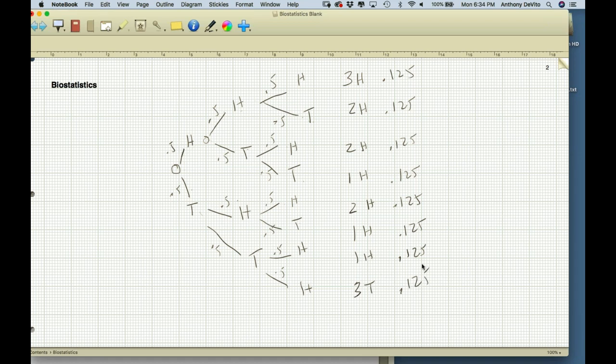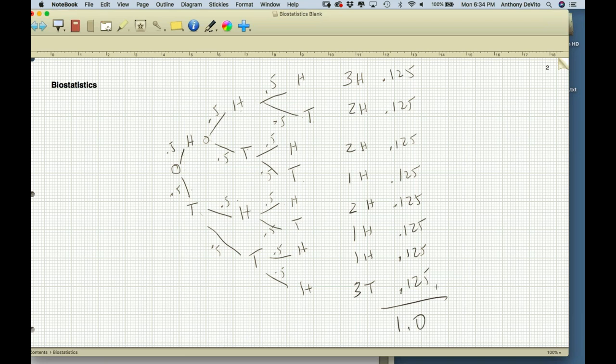Okay, so let's take a look at this. This represents all the possible outcomes. They all have an equal likelihood, right? So I have 1, 2, 3, 4, 5, 8 of them. Not surprisingly, what do they add up to? 1. So we have all the possibilities accumulated here.